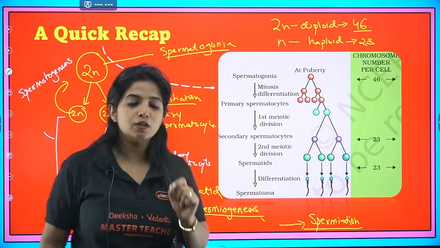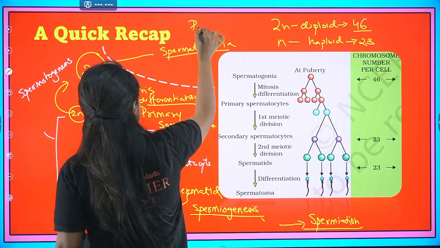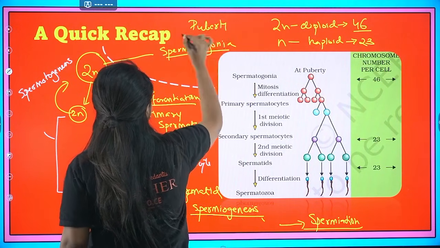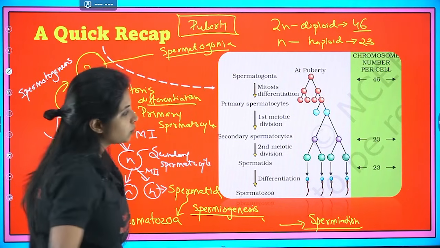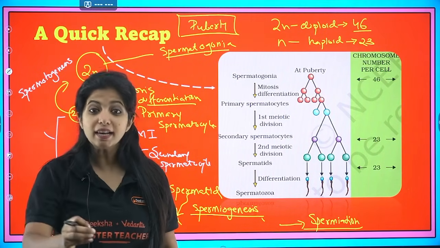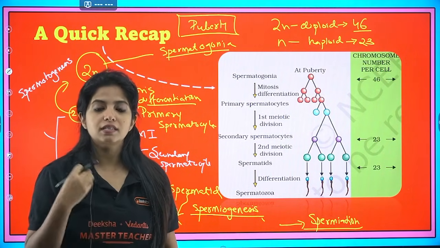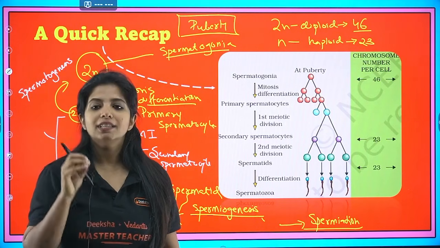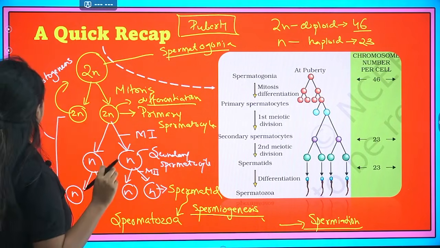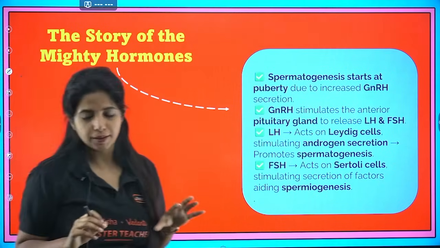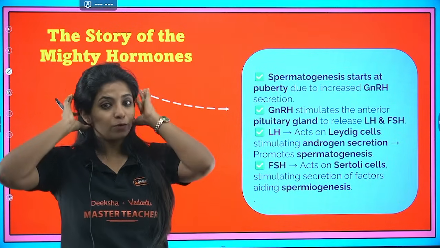It officially begins when someone hits puberty. Why? Why is it like that? Why only when they reach puberty will they start doing this? Because there are some hormones that are going to play a major role over here. And the story about the mighty hormones is important.